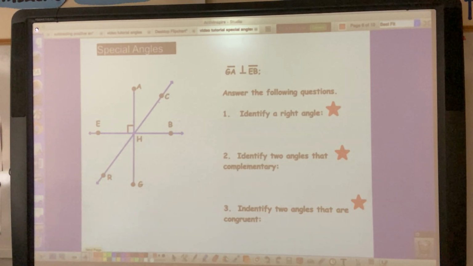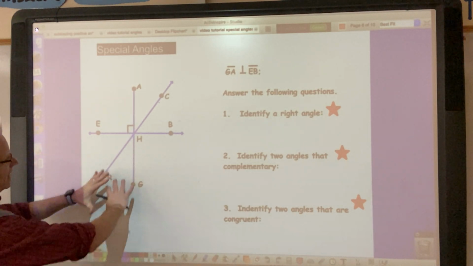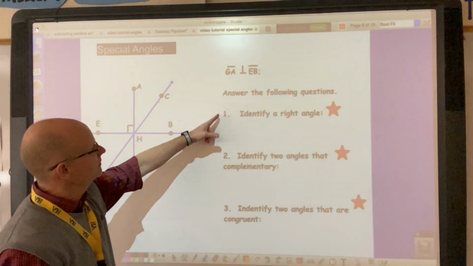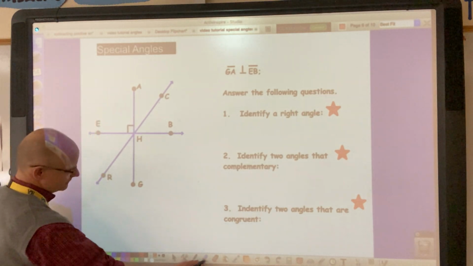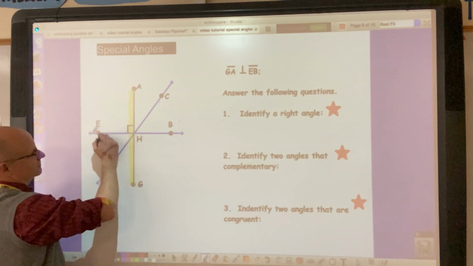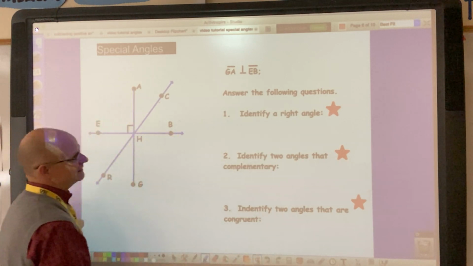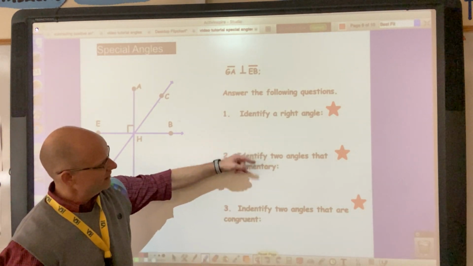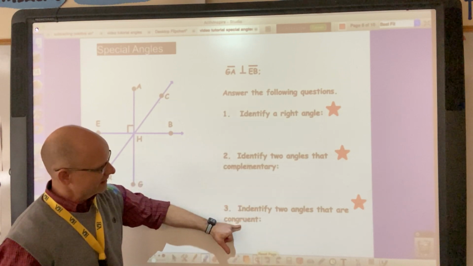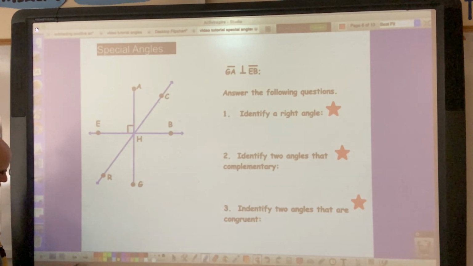And so all I want you to do now is answer some of these questions. In this diagram I have labeled, it says up here that line segment GA is perpendicular to line segment EB. So I'm saying that this line segment and this line segment are perpendicular, and you know that by that one right angle. Based on that information, I want you to answer these questions: identify a right angle, identify two angles that are complementary, and identify two angles that are congruent. Press pause and do that.